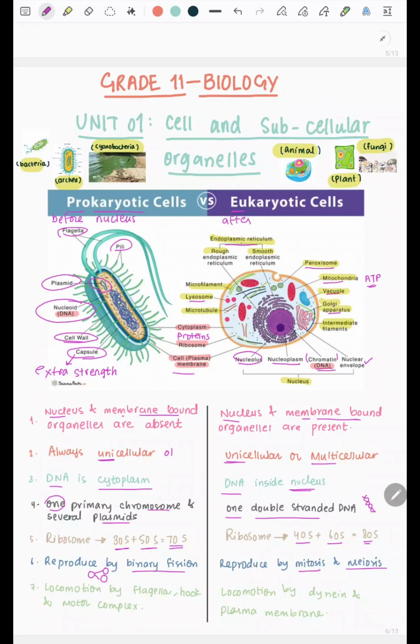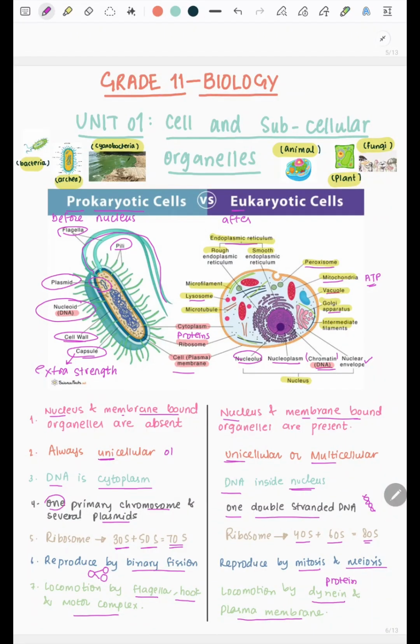The locomotion of a prokaryotic cell is provided by flagella, hook, and a motor complex. Flagella are these long proteins, and the locomotion of a eukaryotic cell is provided by dynein and the plasma membrane. Dynein are the protein molecules that are arranged in a specific pattern to provide the motility to the eukaryotic cell.